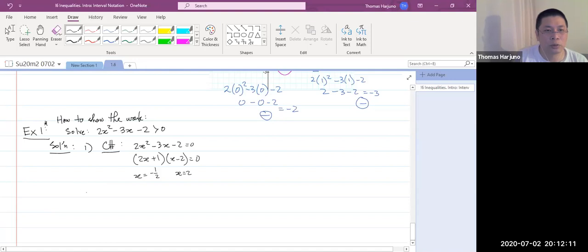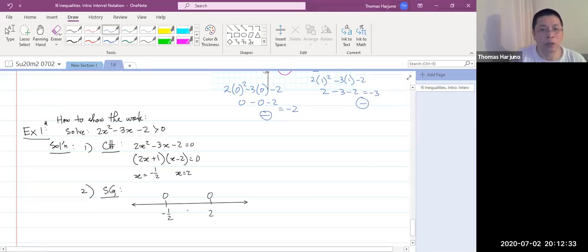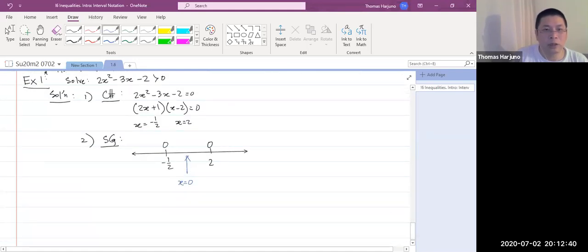Step 2, sign graph. The number line, put the critical numbers, negative 1/2 and 2. Both of those critical numbers are the zeros. They give us zeros when we plug that x in. Okay, and then you do testing points. Then you say let x equal 0 here. Now 0 is between negative 1/2 and 2, right?